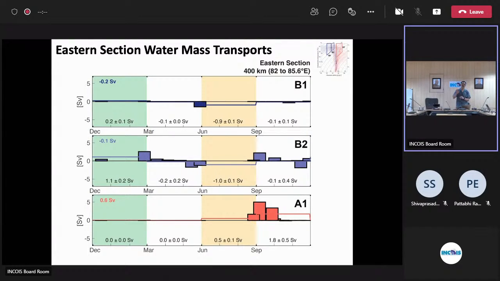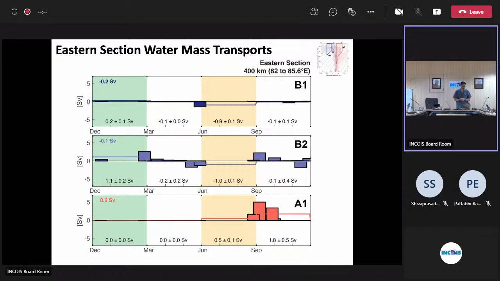The little diagram in the upper right-hand corner is meant to give you an idea of where the water mass classes are, to remind you. But what you see along the eastern section are the water mass transports for water mass class B1, B2, and A1 in each row. The colors are meant to remind you of which water mass class you're looking at. The upward bars indicate northward volume transports of that water mass class, and downward bars indicate southward transports of that water mass class.